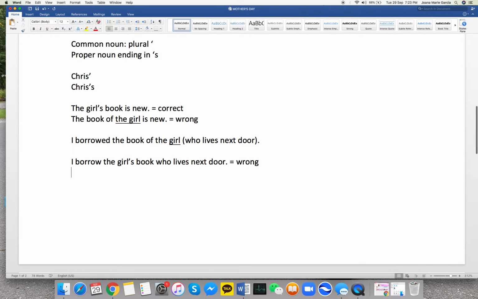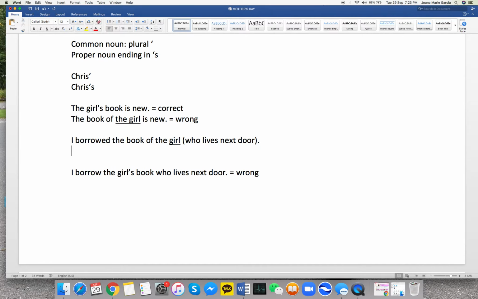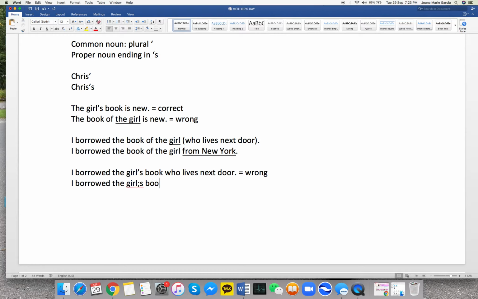Okay, right? So I'm going to give you an example with an adjective phrase. For example, I borrowed the book of the girl from, for example, New York. This is the same thing. This is actually an adjective phrase, okay? Because if I say, I borrowed the girl's book from New York, the meaning would be different.